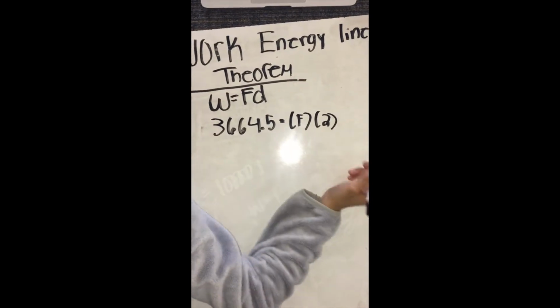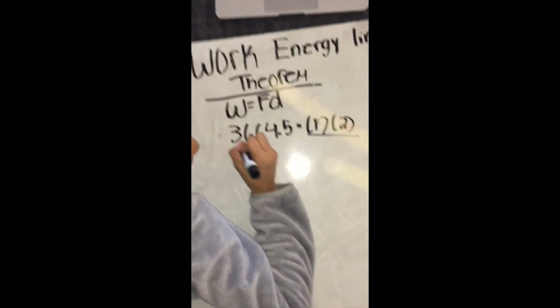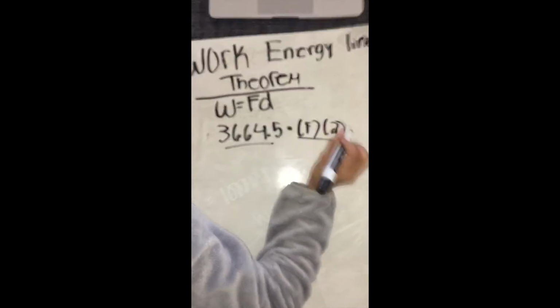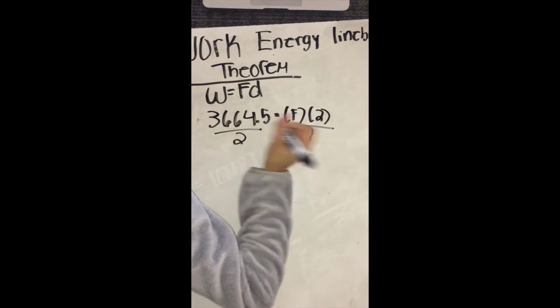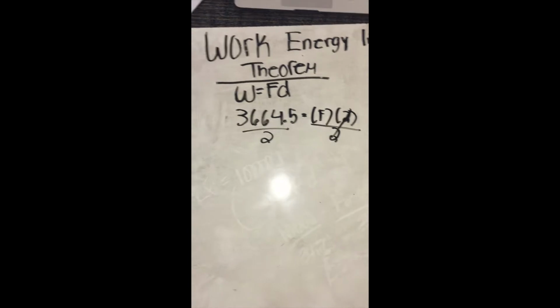And so we're going to do the same thing we did before, which is move the 2 over here so F will be by itself. And then that cancels out. So now you just calculate it.